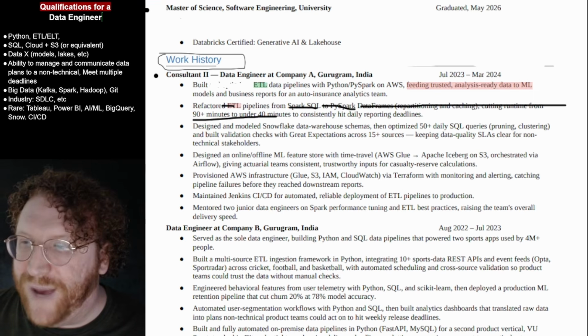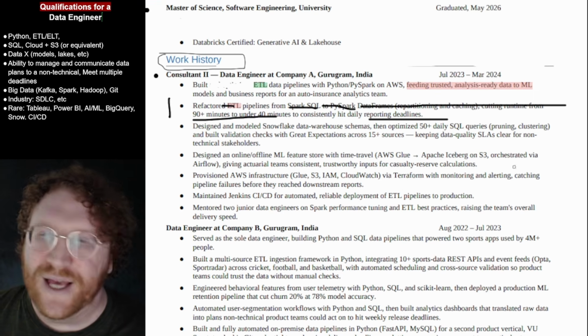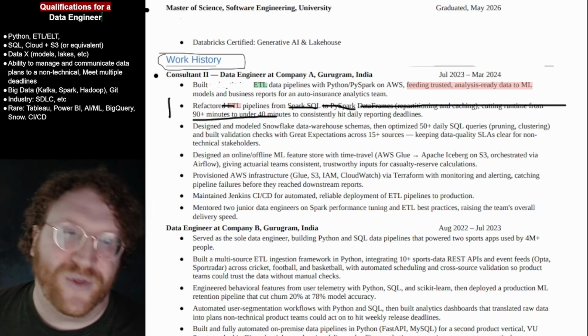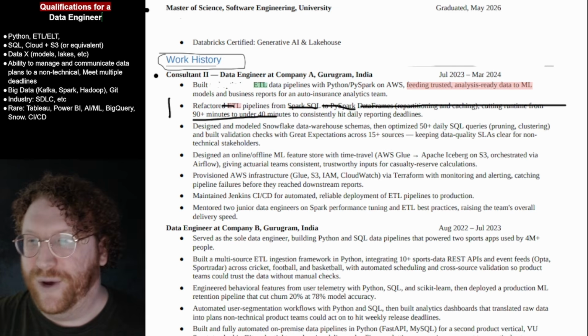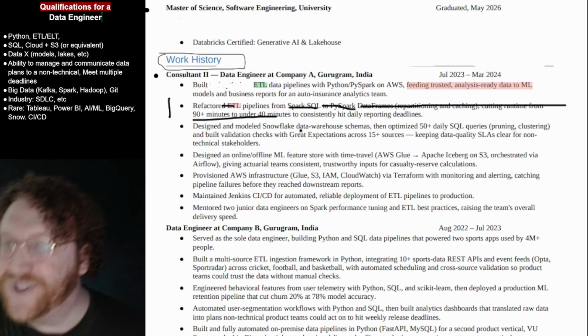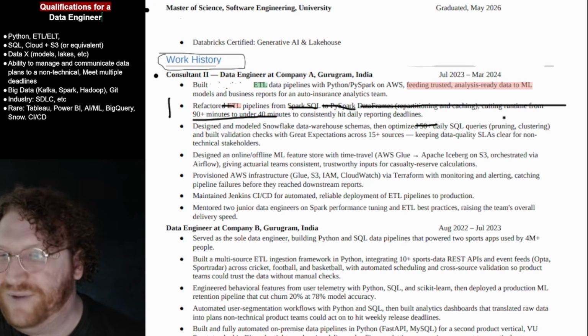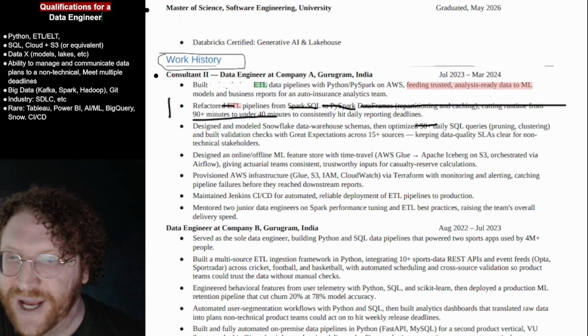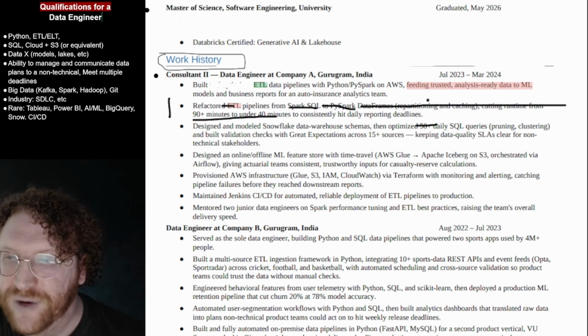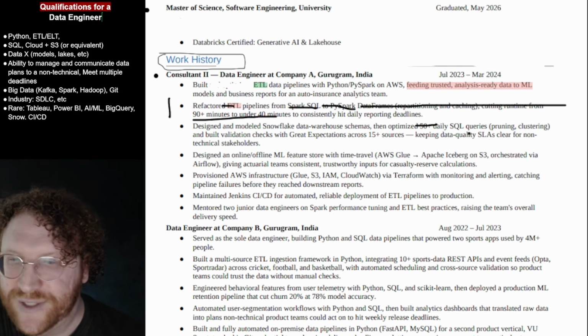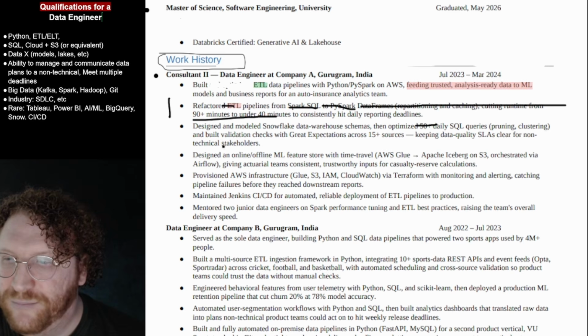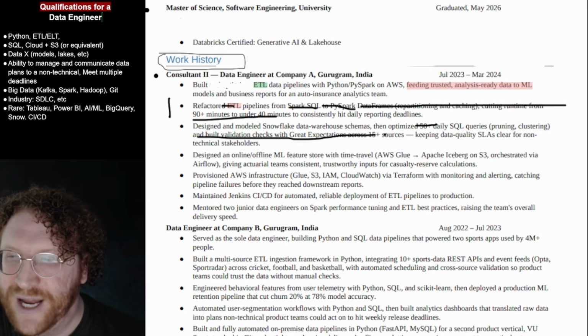So the problem I have here is this only has one keyword, which is the reporting deadlines, and your goal should be a minimum of 3, a maximum of 6 per bullet point. Then this one, good. But then why do I care about 50 plus daily this? I don't. This is not something I need. And you don't mention SQL anywhere else, so this is fine. But this doesn't mean anything.